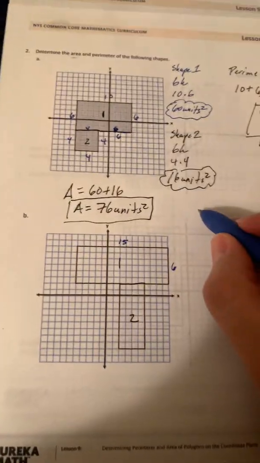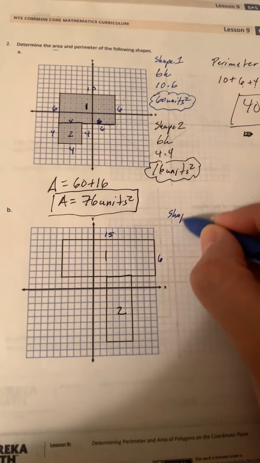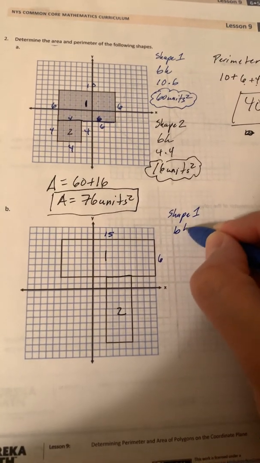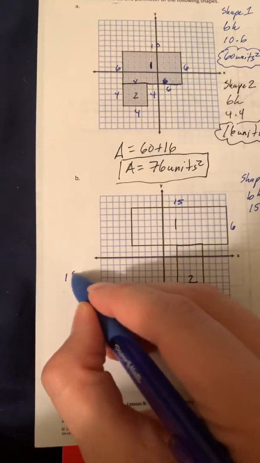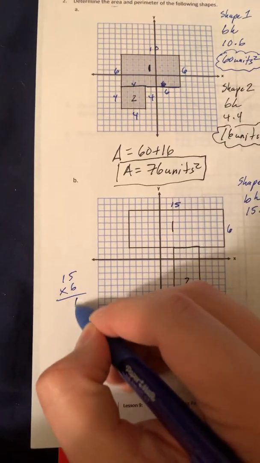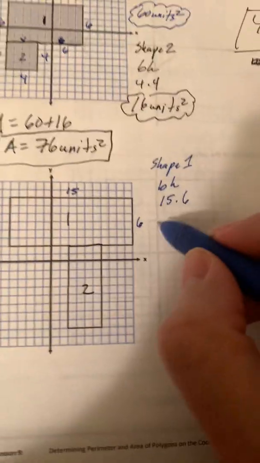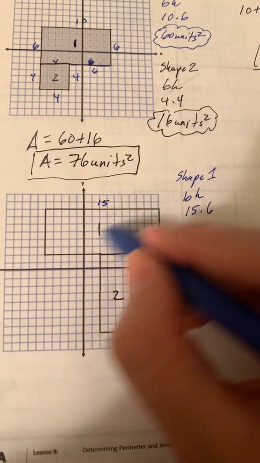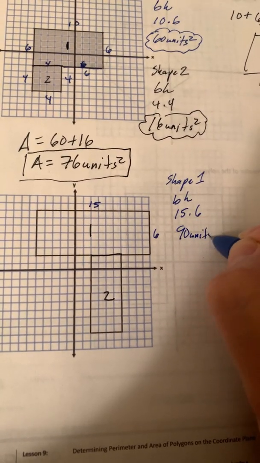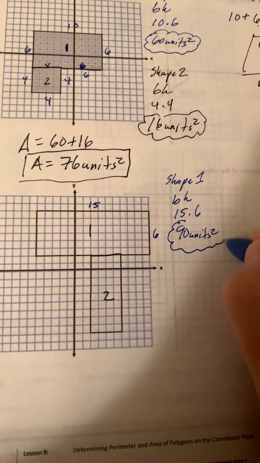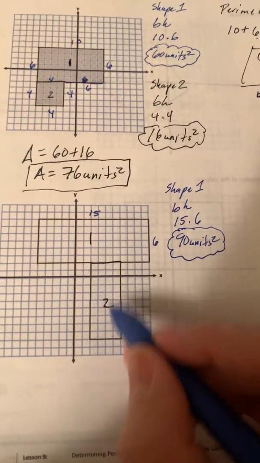So I might as well just start right now. Shape 1, base times height, which is 15 times 6. Okay, that's 30. So it's 90. So the area of this, there's gonna be 90 squares in here. It's 90 units squared. Now I'm gonna find the area of shape 2.